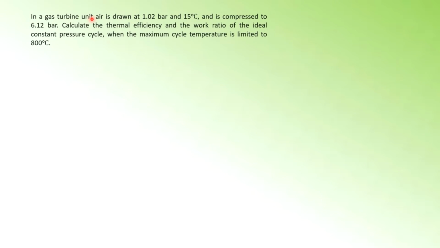Okay, in a gas turbine unit, that means a closed gas turbine unit, air is drawn at 1.02 bar and 15 degrees C, and it is compressed to 6.12 bar. Then calculate the thermal efficiency and the work ratio of the ideal constant pressure cycle when the maximum cycle temperature is limited to 800 degrees C.